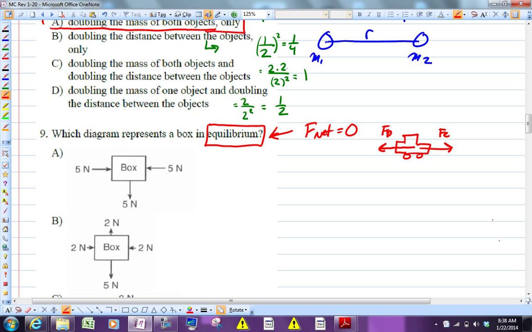At that point, you're in what's known as dynamic equilibrium. Equilibrium because the net force is zero. This force and this force balance out. And the normal force and the weight force. And you're going in a straight line at a constant velocity.